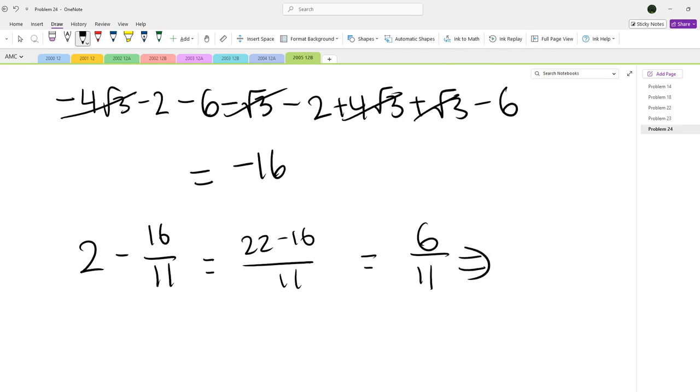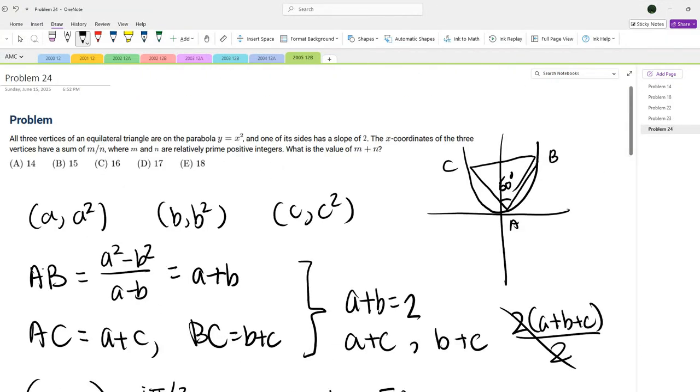And we have to remember to divide this by 2 to get 3 over 11, and then we add the numerator and denominator to get 14, which is answer choice A.